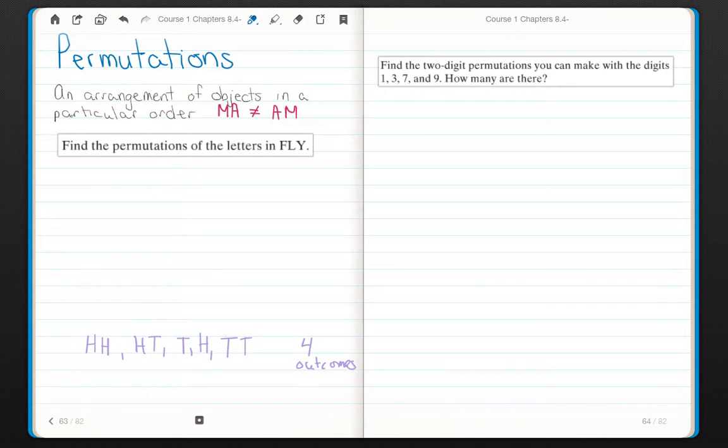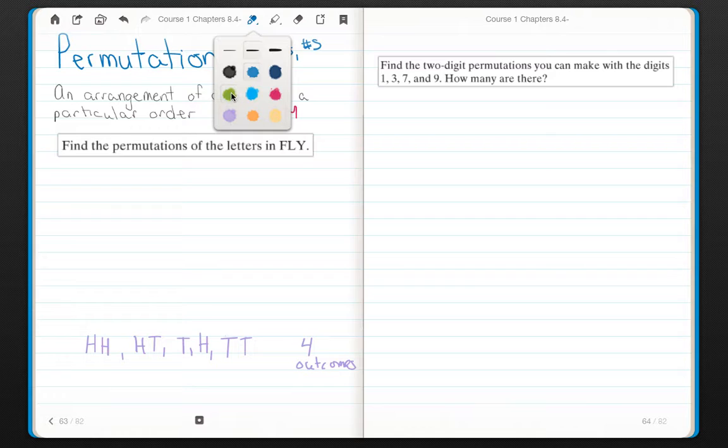So a permutation is an arrangement of objects, letters, numbers, anything, okay, in your sample space that are arranged in a particular order. So for example, if I have 2 letters M and A, MA and AM are not considered the same sample, okay? They're not considered the same event. So this is called a permutation. These would be considered 2 separate events.